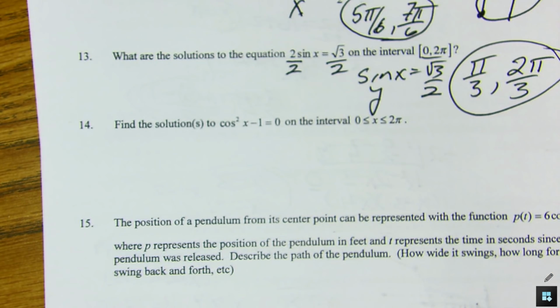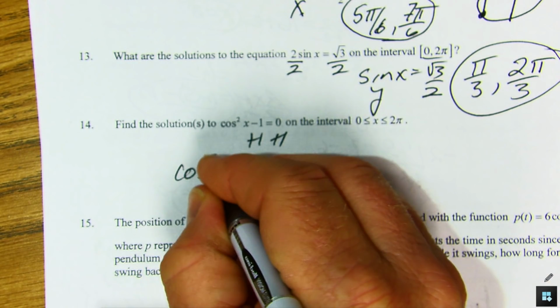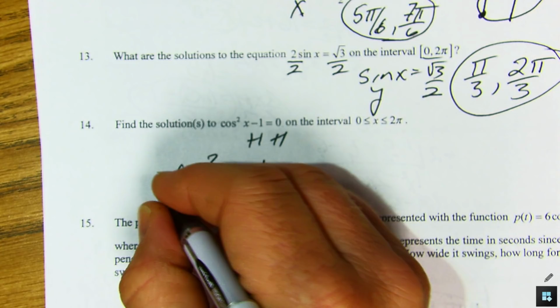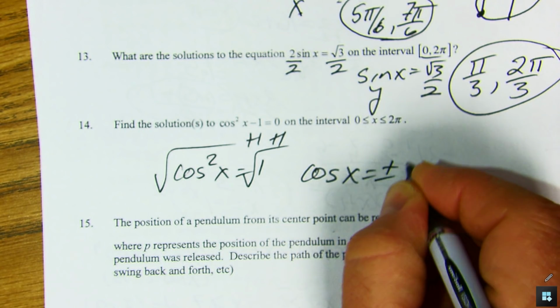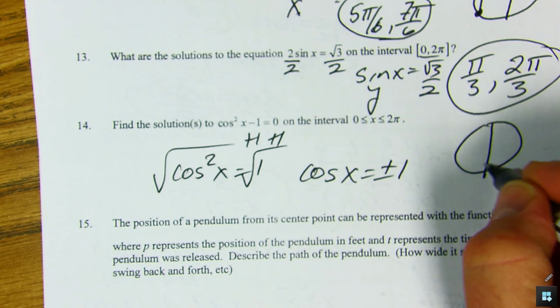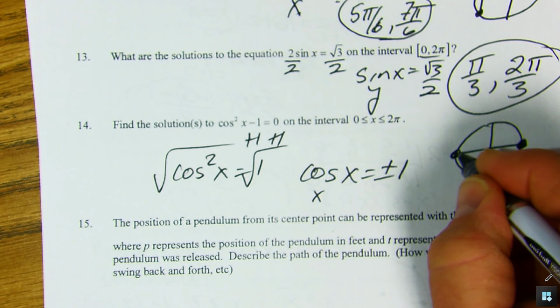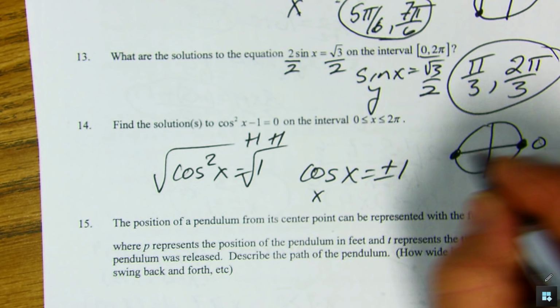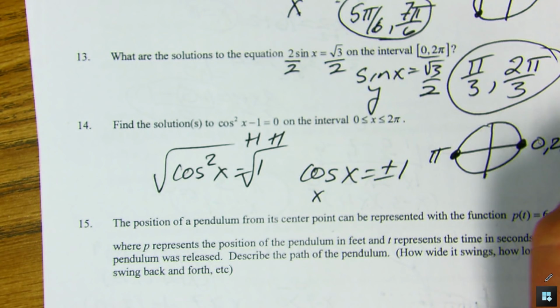Find the solutions to the next one. Add the 1. Get cosine squared x equals 1. Take the square root. Cosine of x equals plus or minus 1. Well, on the unit circle, cosine is the x, plus 1 is here, negative 1 is here, so that's going to be 0, pi, and 2 pi.